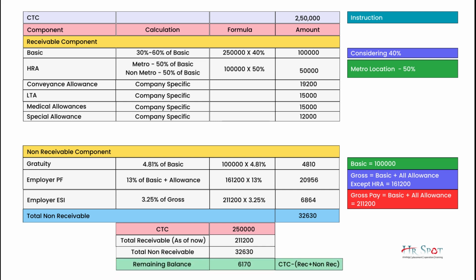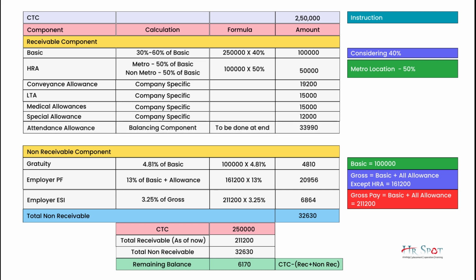So now if you actually do a total calculation for the entire amount, you will see there is an excess balance of 6,170, which I need to include somewhere. So I have included one more allowance called attendance allowances. This is the balancing component, and why I have considered attendance allowances as balancing component, because this will not be applicable for PF or ESI calculation. Attendance allowances is the allowance which is exempted from PF or ESI calculation.